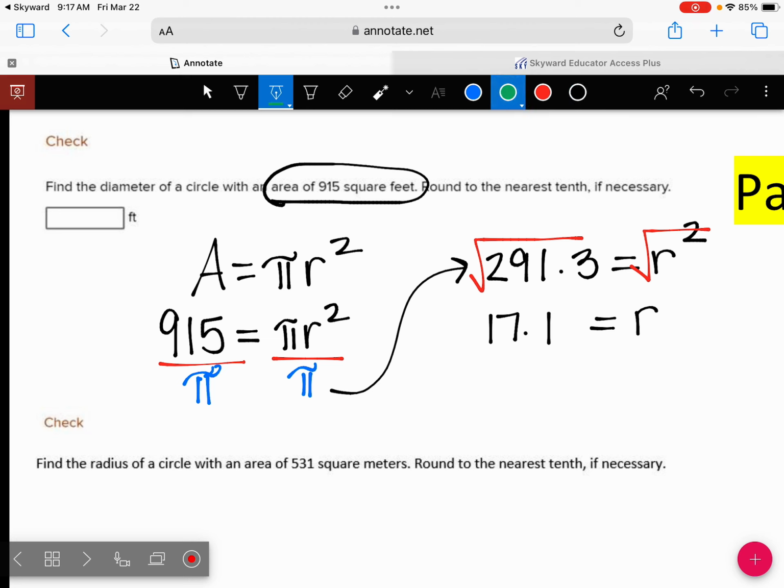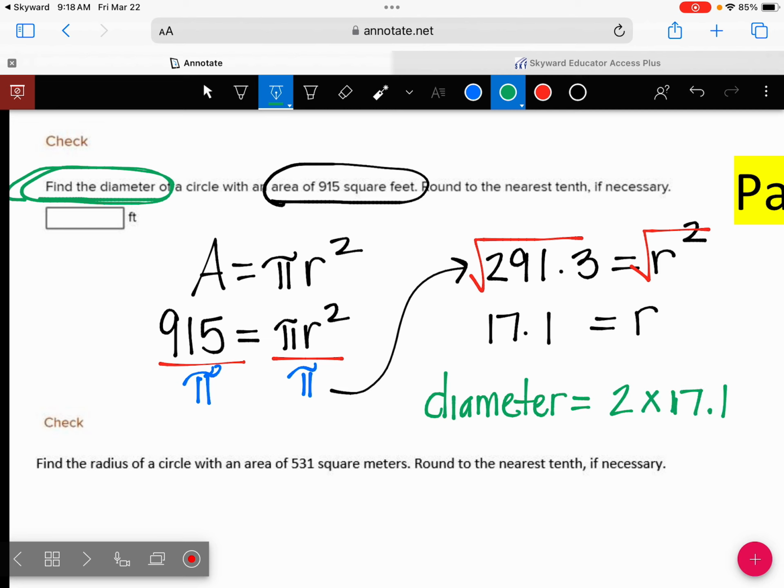But what did it ask us to find? It said find the diameter. So to find diameter is going to be radius times 2. So diameter is 2 times 17.1. And you should get 34.2 feet. That is your diameter.